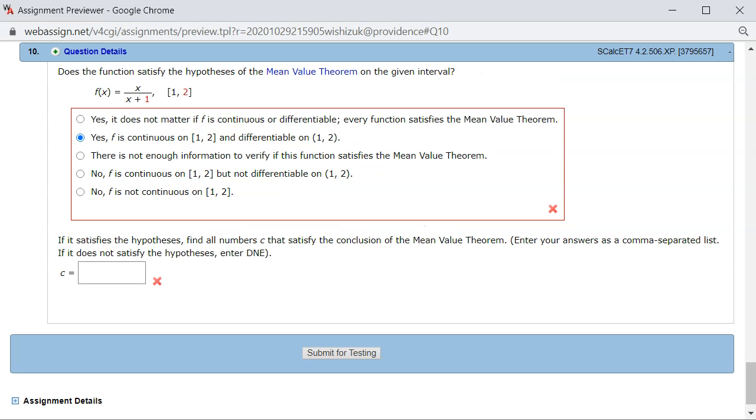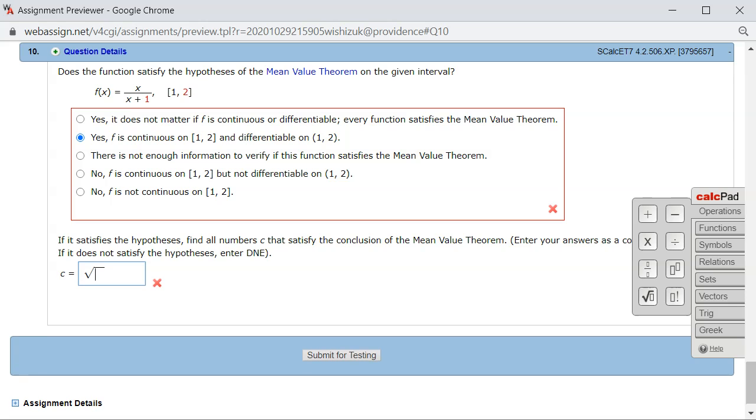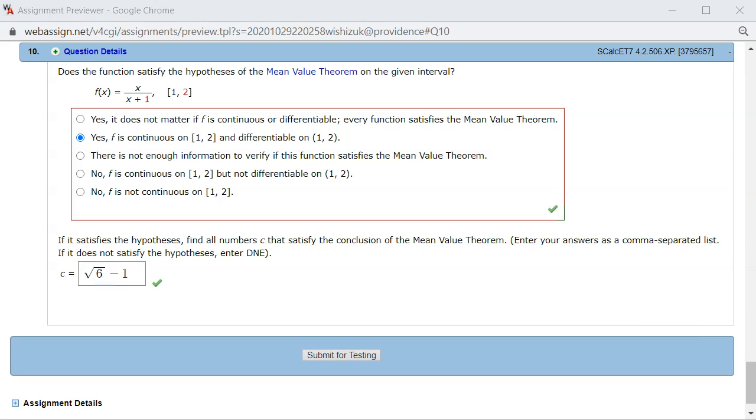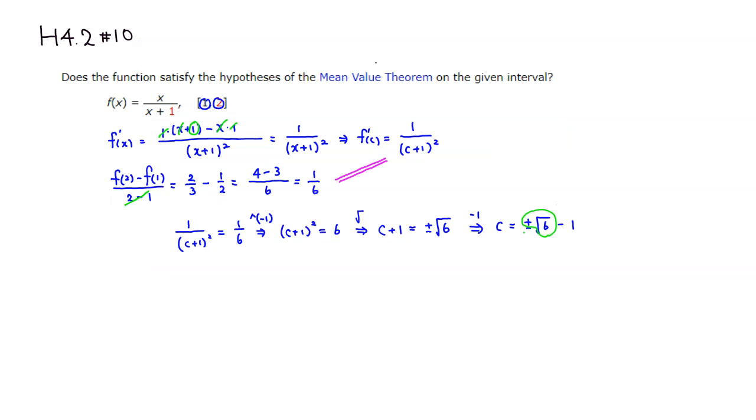Let's type it in: square root of 6 minus 1. Let's check the answer. I came back, and it looks like we got both of these correct. That's it. I hope that this was clear.